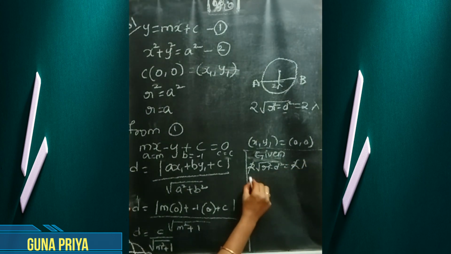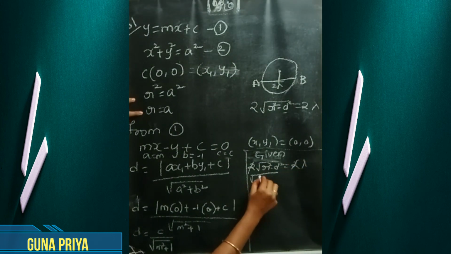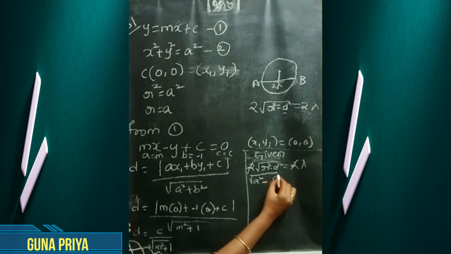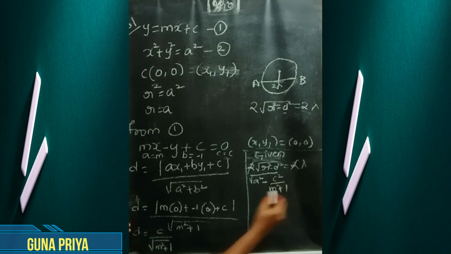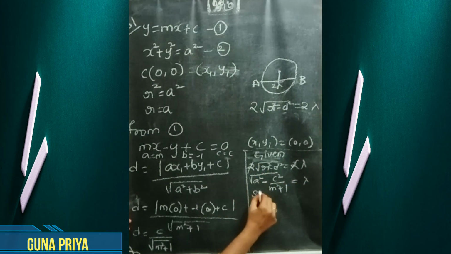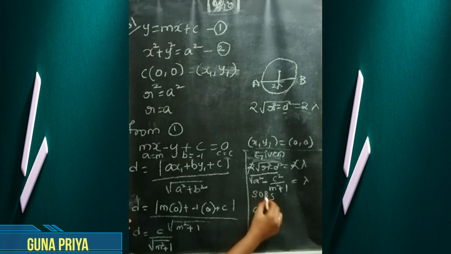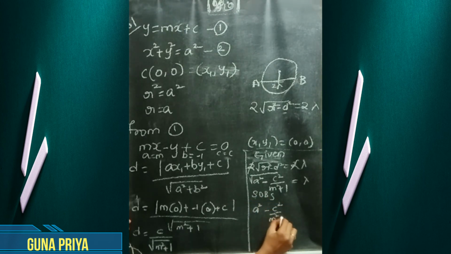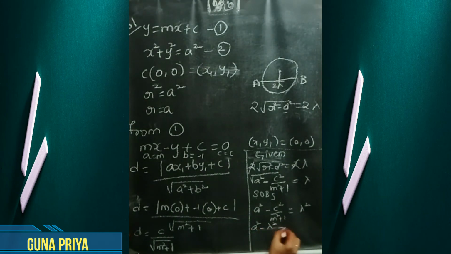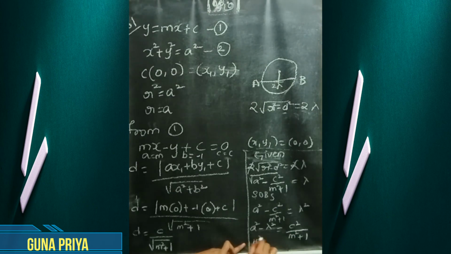2 gets cancelled and r is nothing but a square minus d, c square by m square plus 1. Why? Because here the root and square get cancelled and it equals lambda. Squaring on both sides, m square plus 1 equals lambda square. So a square minus lambda square equals c square by m square plus 1. Now, m square plus 1 into a square minus lambda square equals c square.